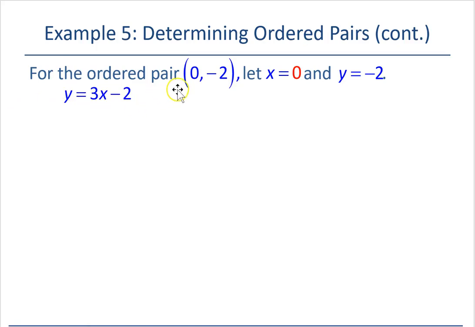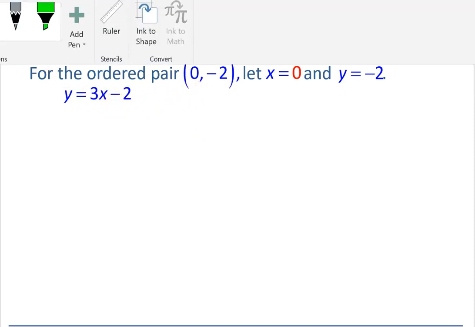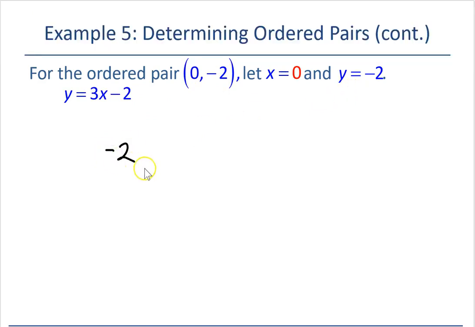For the ordered pair (0, -2), let x equal 0 and y equal negative 2. It's literally just saying plug everything in and see what it does. Well, let's plug it in and see if it's correct. My y is negative 2, so let's replace that. Equals what? Well, I've got 3 times what? My x is going to be a 0.